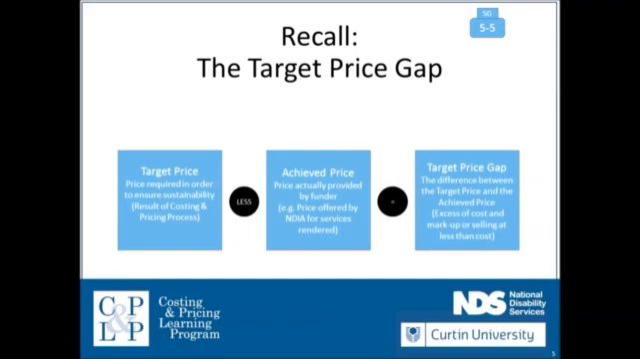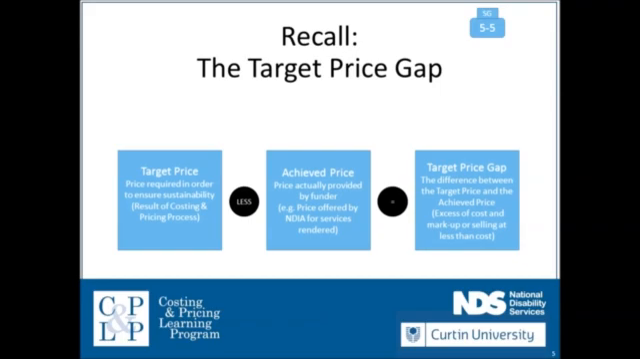The difference between the target price and the achieved price, or that target price gap, needs to be calculated for each individual service, but it is at the aggregate of services and activity levels that it really comes into play. Each individual service needs to be priced in order to be able to determine its individual gap, so that you can see which services provide profit to the organisation and which don't. But at the aggregate level, it's the combination of those prices by the activity levels for each service that allow us to understand whether we are truly financially sustainable or not.